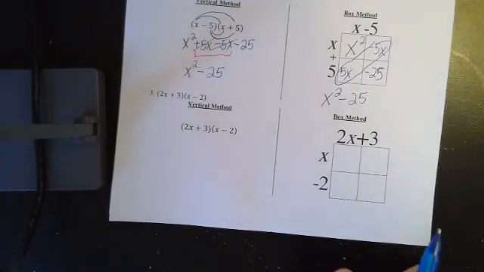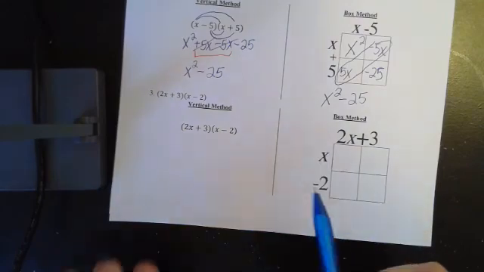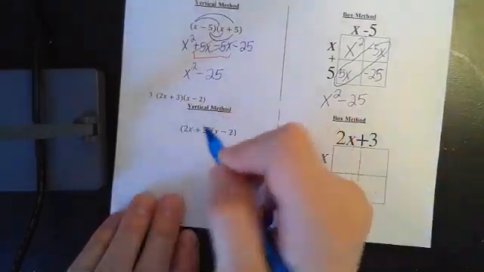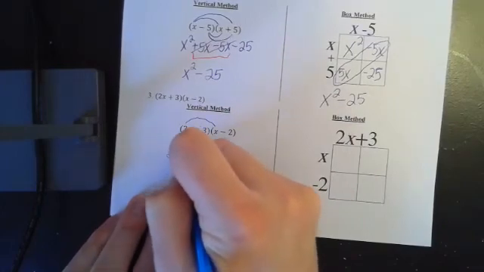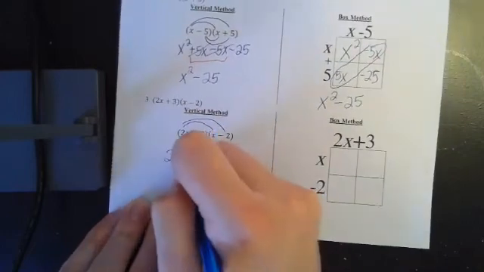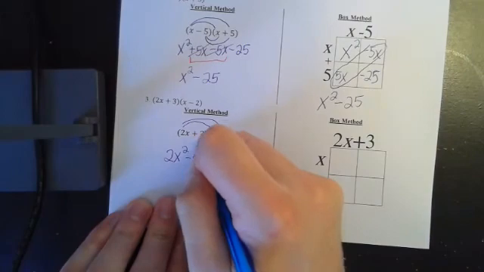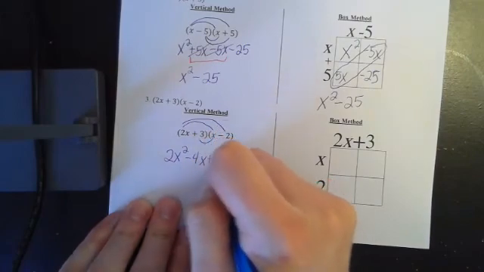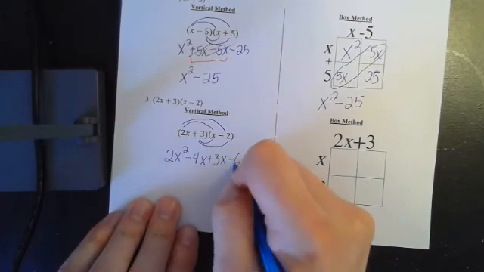So this one's only slightly different because we have a coefficient of x here, but you're still going to follow the exact same method. So for our vertical method, multiply 2x and x, that gives us 2x squared. Multiply your outers, 2x times negative 2 is negative 4x. Then multiply 3 by x, so plus 3x. And then 3 times negative 2 is negative 6.